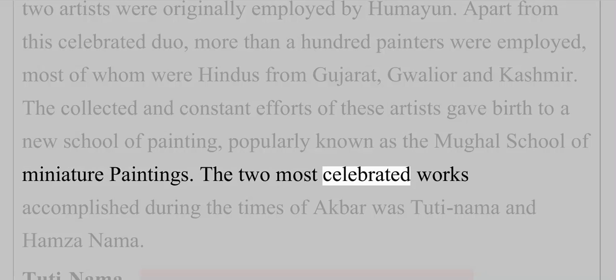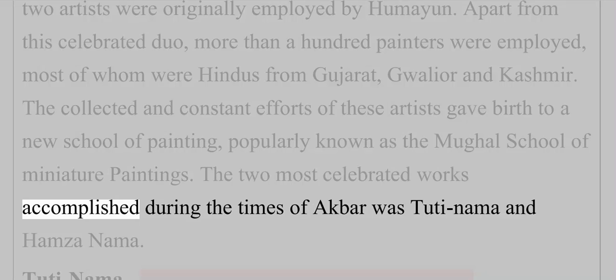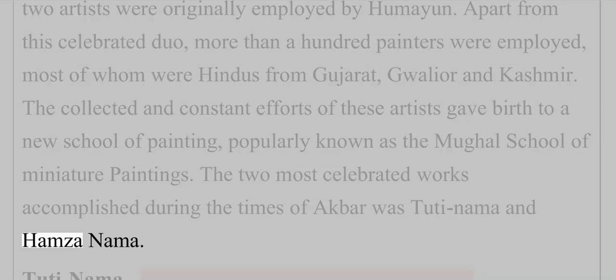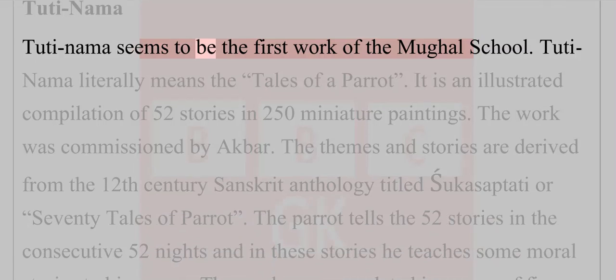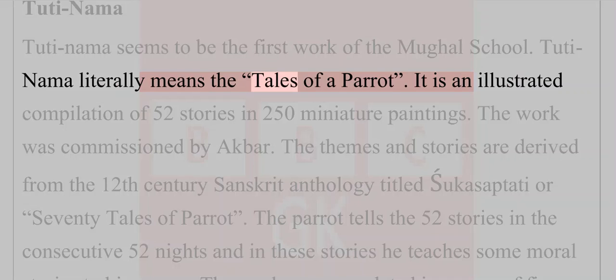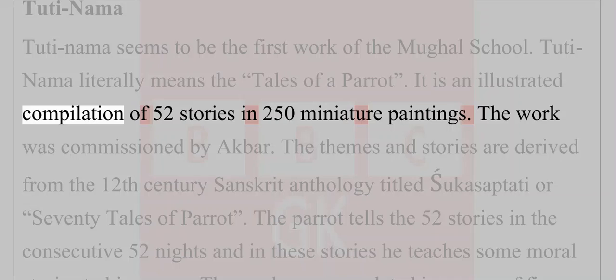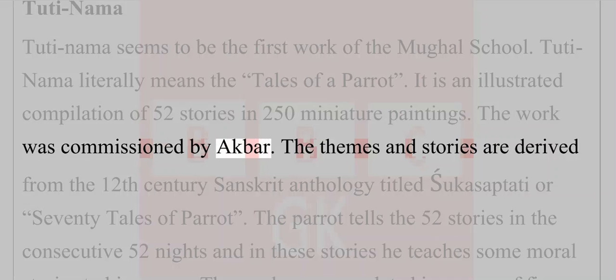The two most celebrated works accomplished during the times of Akbar were Tutinama and Hamzanama. Tutinama seems to be the first work of the Mughal school. Tutinama literally means the tales of a parrot. It is an illustrated compilation of 52 stories in 250 miniature paintings. The work was commissioned by Akbar.